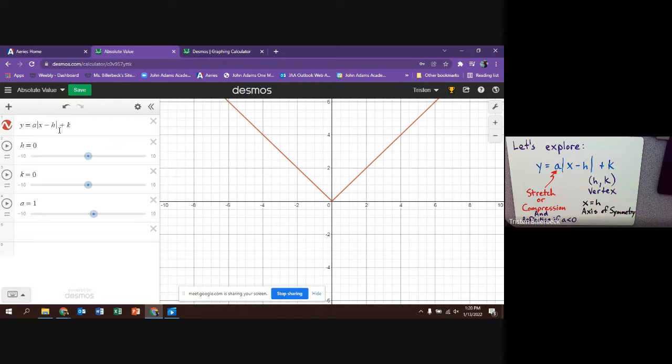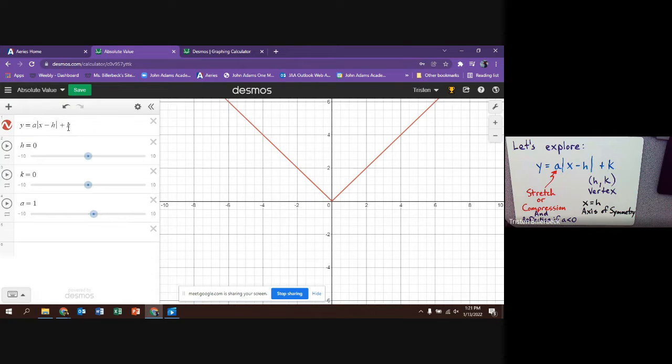So now we're going to work with this h. What does h do? So as h moves into the positive range, we see that the parent function is just shifting to the right. As we move to the negative range, which a minus minus makes a positive, so that'd be x plus 7.1 or x minus negative 7.1, we see it's shifting to the left. Okay, so let's put that back to 0.